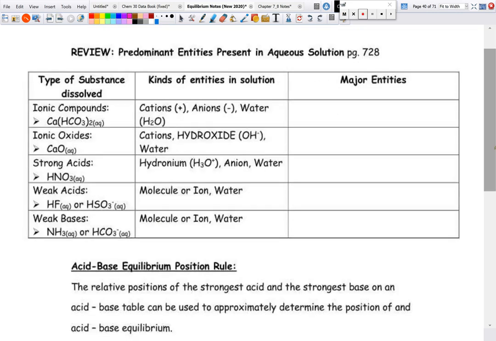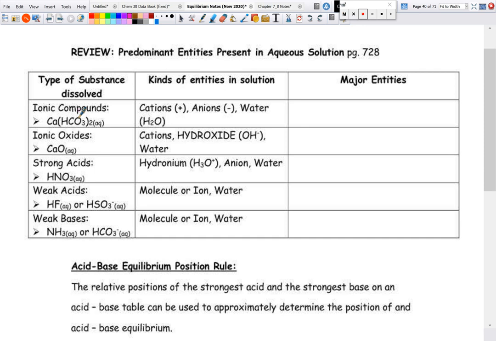Now, we are going to have to go back and remember how to write entities in solution. We did this a lot in the electrochemistry unit, because when we did our 5-step method for predicting reactions, we needed to be careful about how we wrote things in solution. And this is going to be the same here. So we have our types of compounds right here: ionic compounds, ionic oxides, strong acids, weak bases. Now, our strong bases come in our ionic compounds because they're all metal hydroxides.